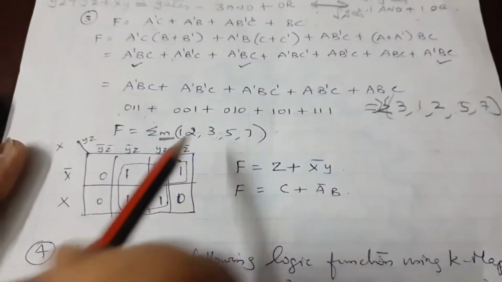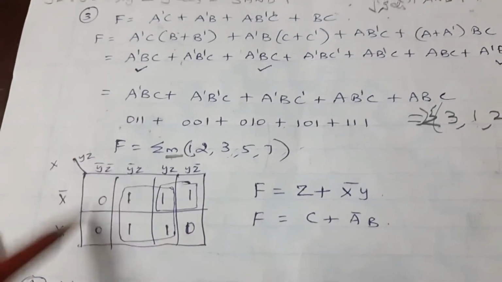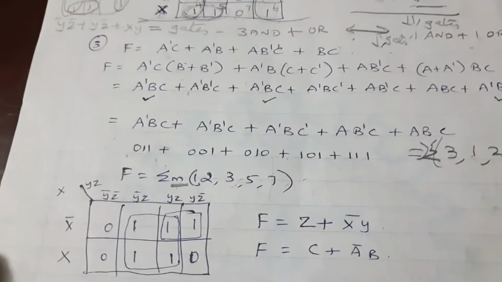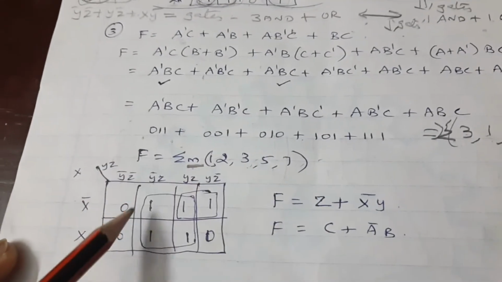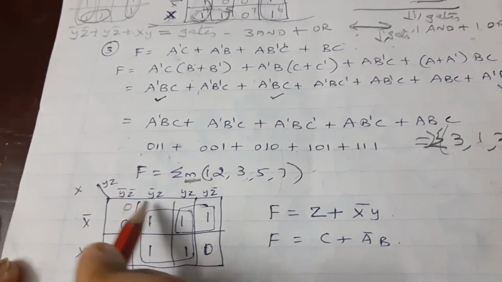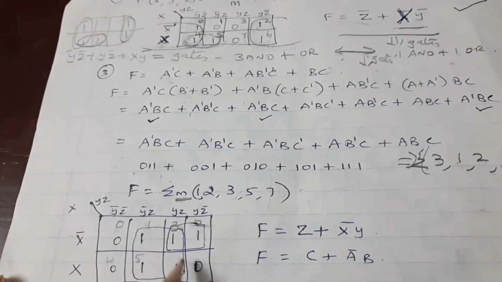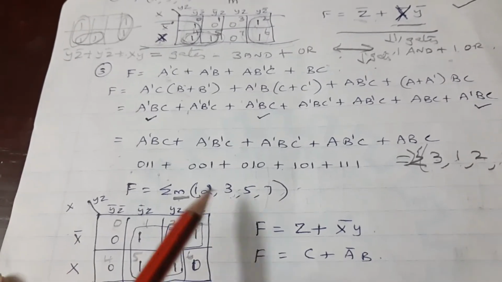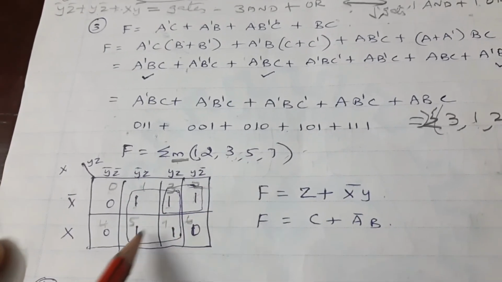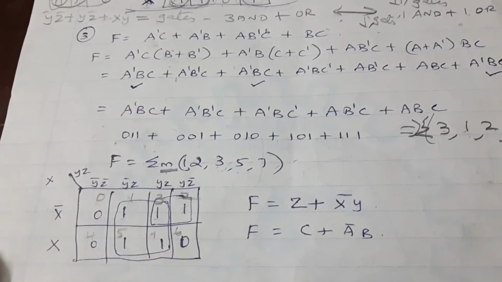Now from here we are going to mark it into a K-map. It's a 3 variable K-map. So put a 3 variable K-map and put all these values. Now I have marked the ones: 0, 1, 3, 2, then 4, 5, 7, 6. So 1 is 1, 2 is 1, 3 is 1, 5 is 1, 7 is 1. The remaining all put 0.